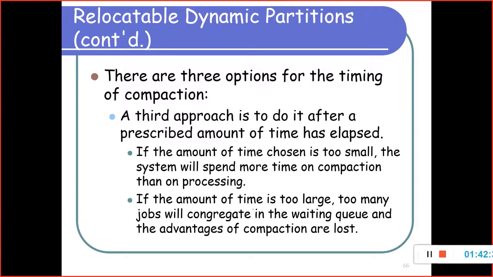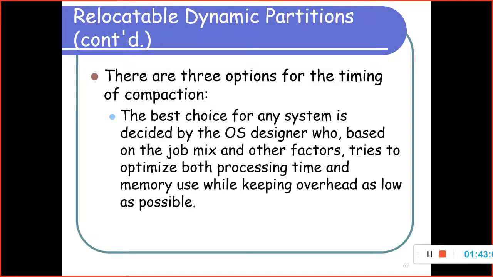If the amount of time is too large, too many jobs will congregate in the waiting queue, and the advantages of compaction are lost. So there is a trade-off. If the time setting is too small, there is more compaction than processing. But if the time setting is too large, the waiting queue will increase and the advantages of compaction are lost. The best choice for any system is decided by the OS designer who, based on the job mix and other factors, tries to optimize both processing time and memory use while keeping the overhead as low as possible.